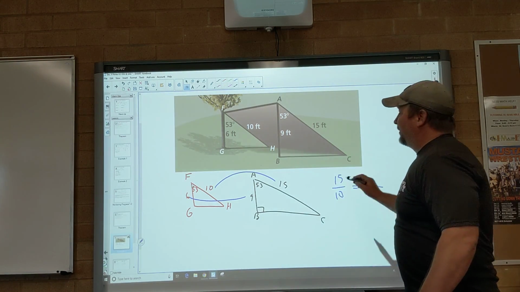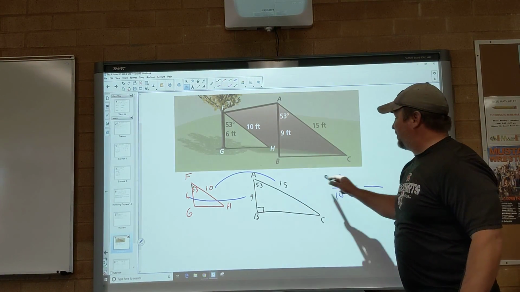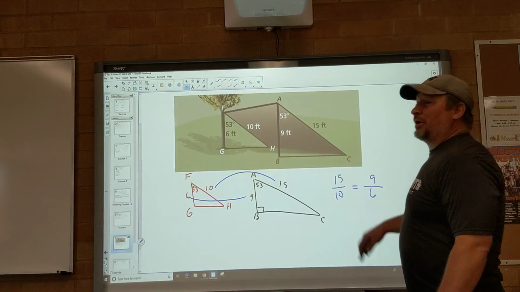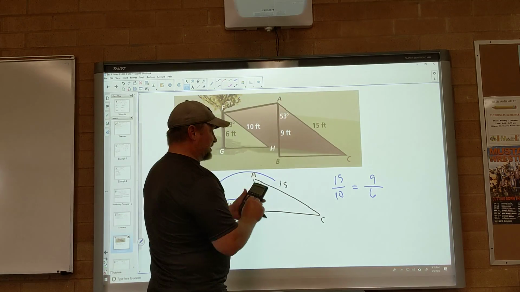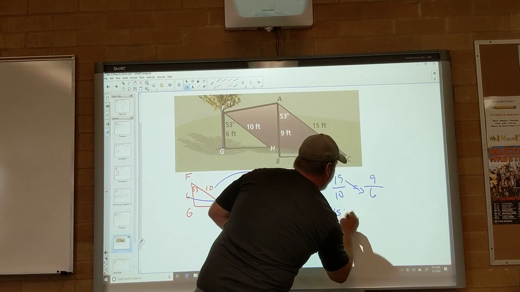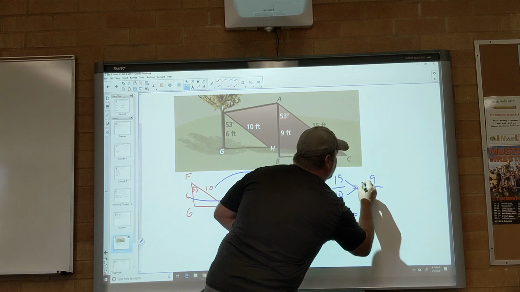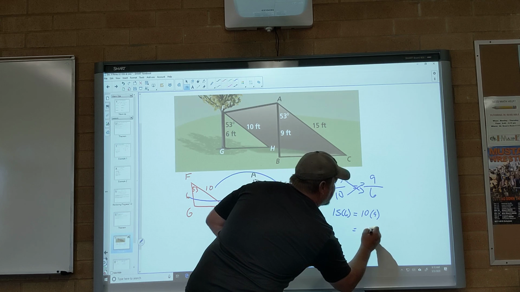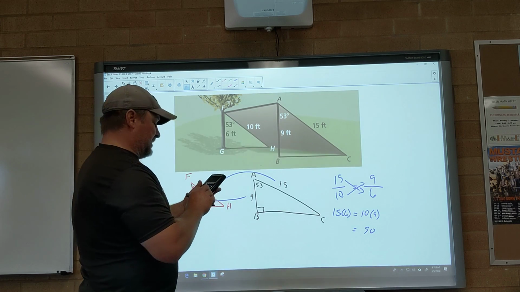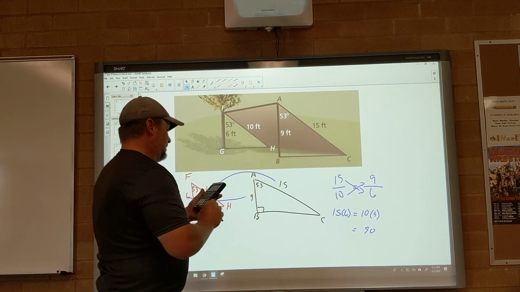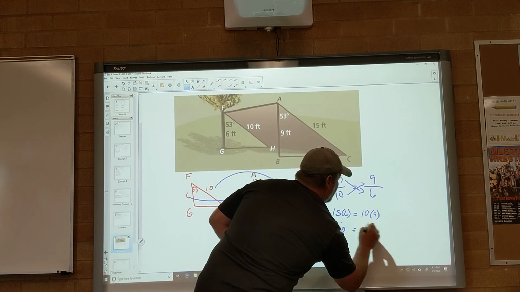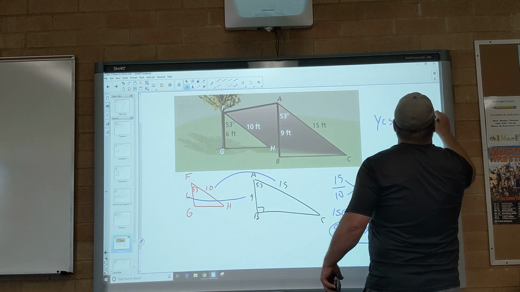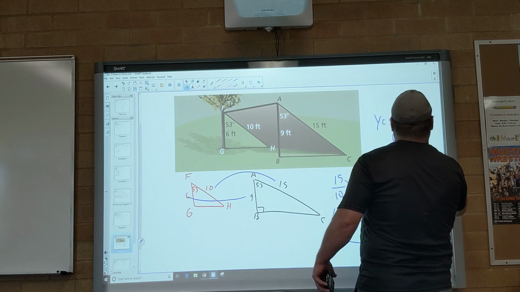10 goes with it. I'm going to come back to this picture because 15 was picked first, and 9's our next number, and it goes with 6. I'm just going to cross multiply and see if it works. Right. So 15 times 6, and then 10 times the 9. And I know that is 90, and 15 times 6 is 90. Yes. So it works, and I'm going to say yes. Similar by side-angle-side.